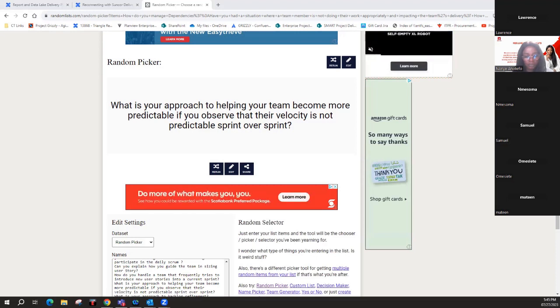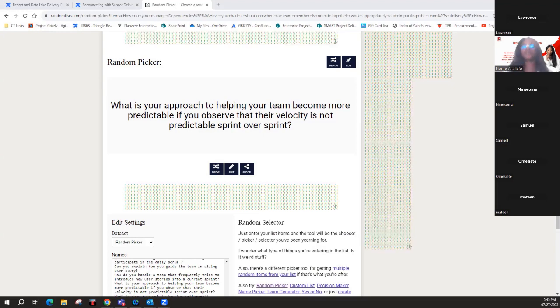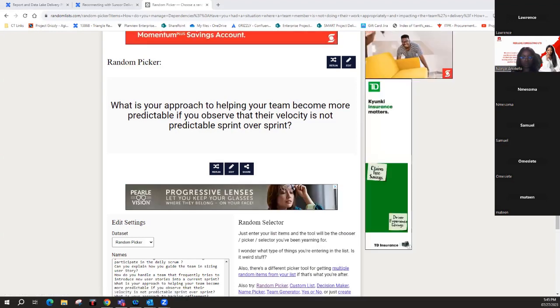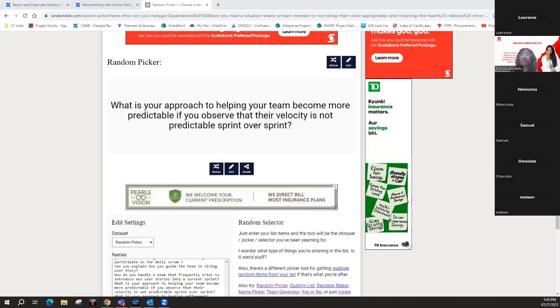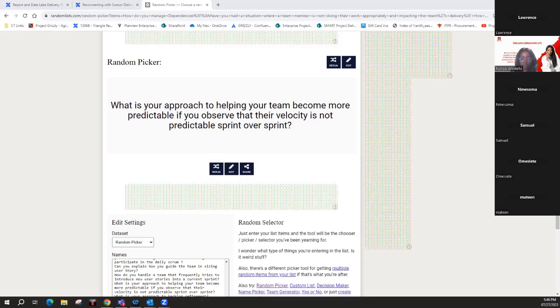Thank you for this question. I will start by talking about the situation where I found myself in this specific scenario. I was brought into a new team, and when I joined that team, I realized that they were not meeting their sprint goals because the velocity or the predictability was wrongly done. Each time they only met 50% of their sprint goals.